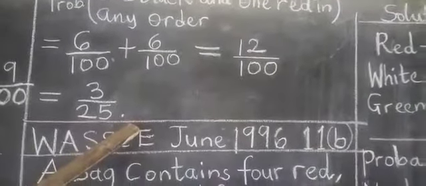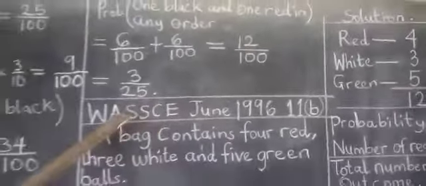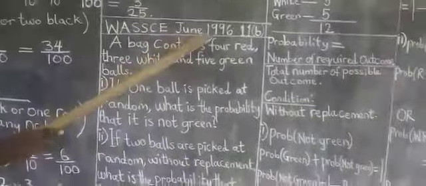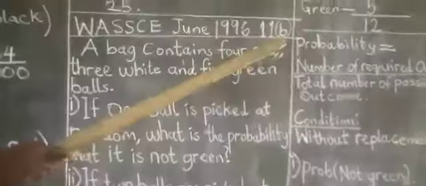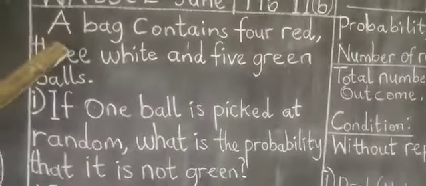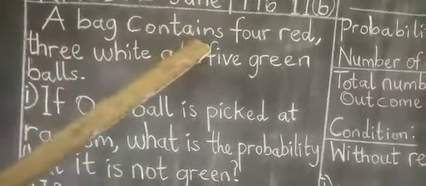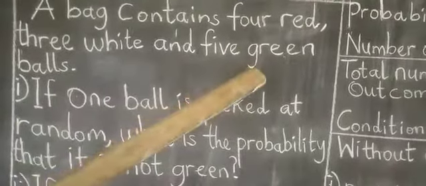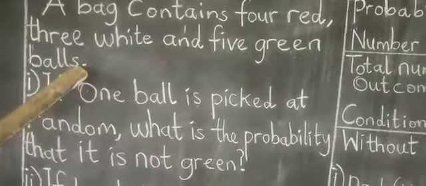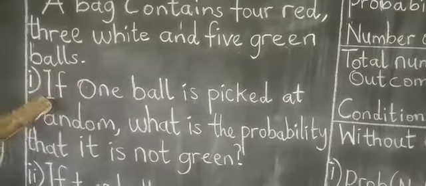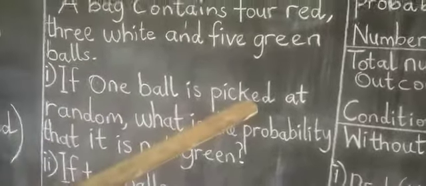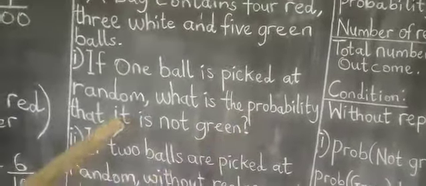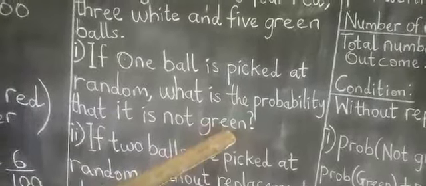We can have another one with another condition. Let's see WASC June 1996, number 11B. This question says a bag contains 4 red, 3 white, and 5 green balls. Roman 1. If one ball is picked at random, what is the probability that it is not green?